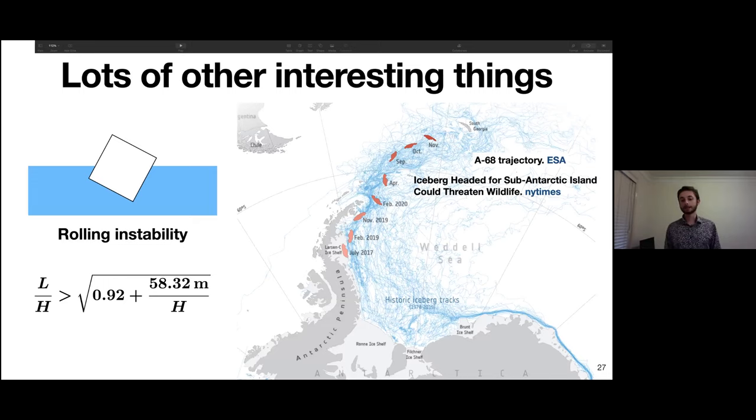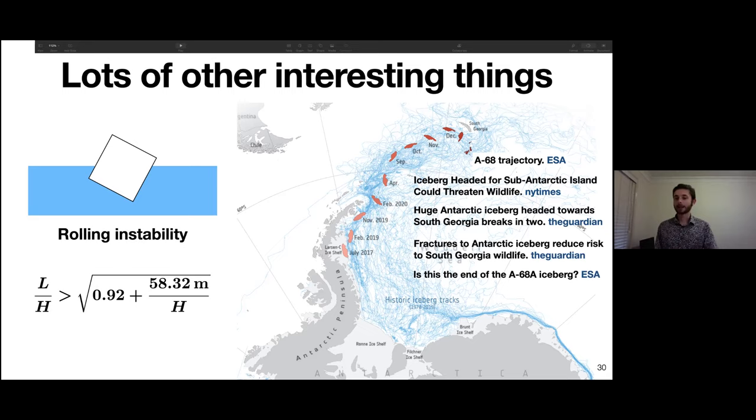oceanographers noticed that one of the larger icebergs ever, iceberg A68, was on a trajectory for the South Georgia Islands. And this was going to be a problem because it was the size of the South Georgia Islands. And if it had collided, it was hundreds of kilometers long, it would have upset the ecosystem and shipping and all things like that. And fortunately, at the last minute, it ended up swerving to the right and breaking apart. But it would have been a big deal if it had hit. And so icebergs can play really important roles.